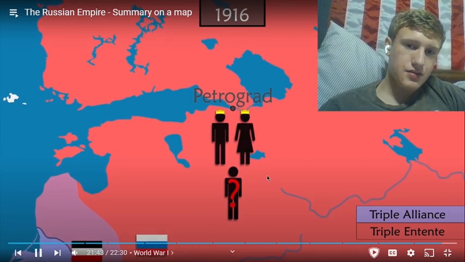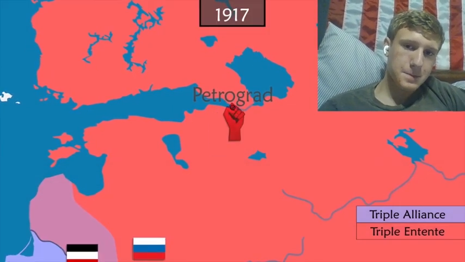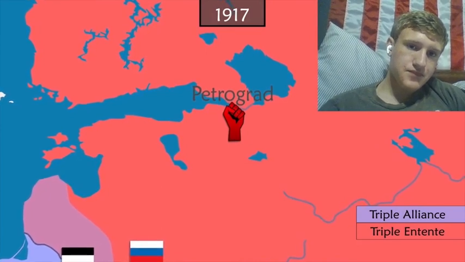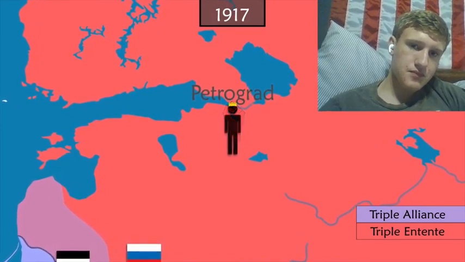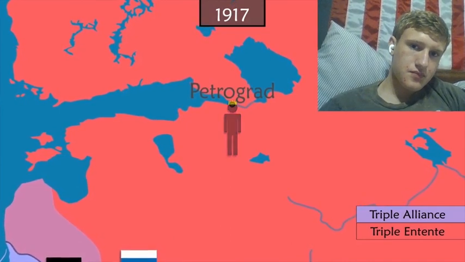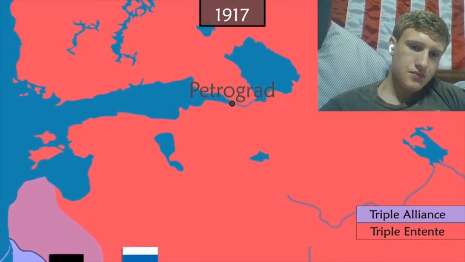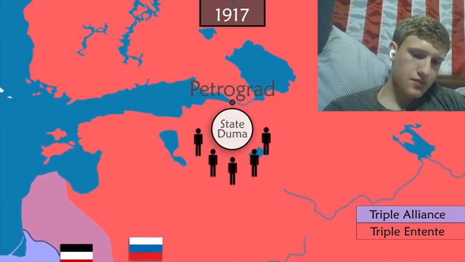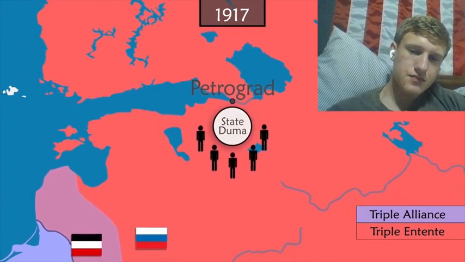In Petrograd, strikes turn into uncontrollable armed revolts. Emperor Nicholas II is finally forced to abdicate, which marks the end of the Romanov Dynasty. A provisional government managed by the State Duma takes over. It tries to ease tensions.